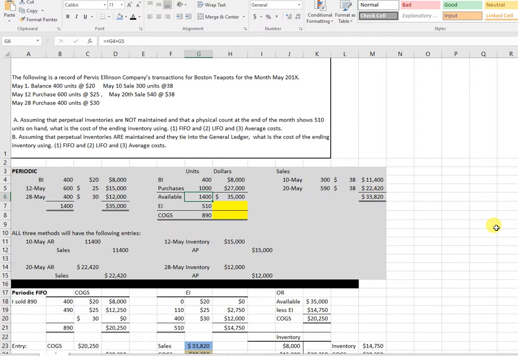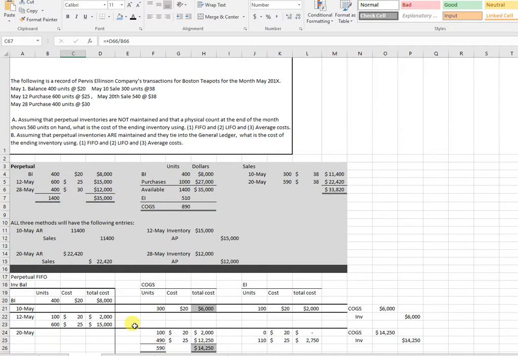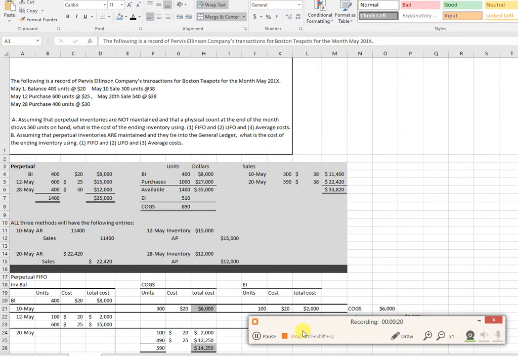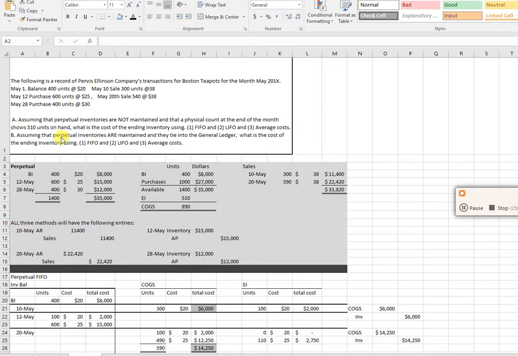Okay, so this video is going to do perpetual inventory, so I'd better get it to the right sheet. So basically I have the same information, so again I need you to change this number to 510 instead of the 560, or just print out this page. So do a screenshot of it.